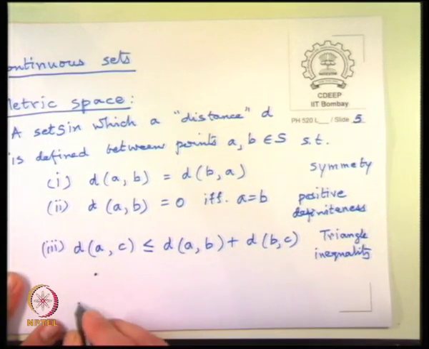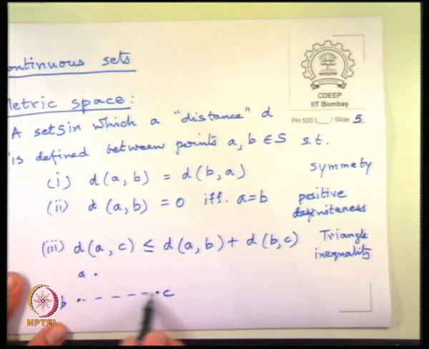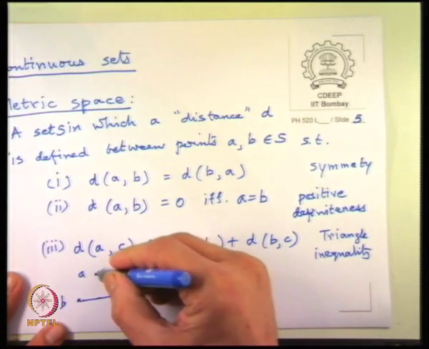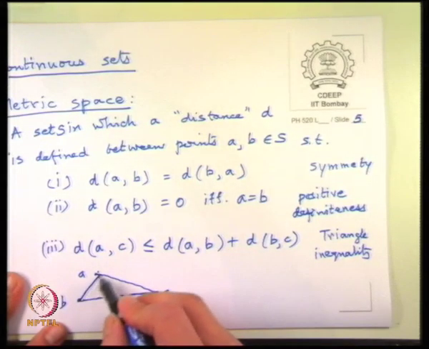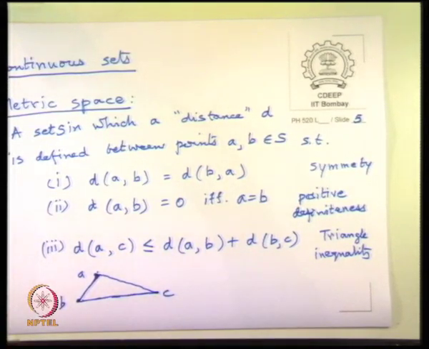Right, given A, B and C, these are some arbitrary points. You do not want to end up giving some rule such that the usual triangle inequality is violated. The distance between A and C has to be always less than the sum of these. It can become equal if B falls exactly somewhere in between A and C, then there is an equality, but it can never be less. Okay. So, this is called triangle inequality.